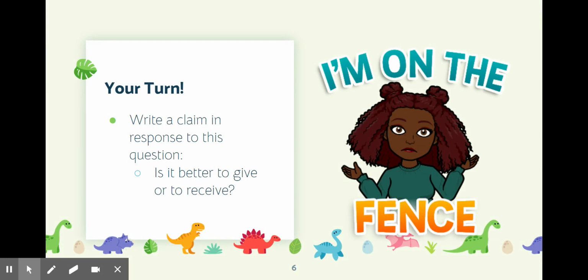What you are going to do now is you're going to answer this question: is it better to give or to receive? Most students are on the fence, meaning you think, well, it's okay both ways. But again, you want to be clear in what you are claiming, and that means picking a side. So being on the fence and thinking you can do a little bit of both is not going to create a clear message. So take a minute.